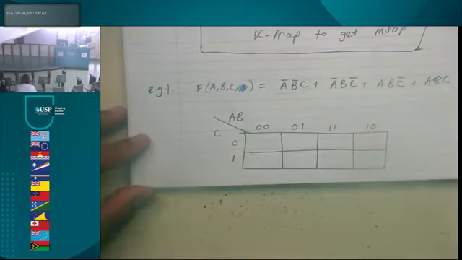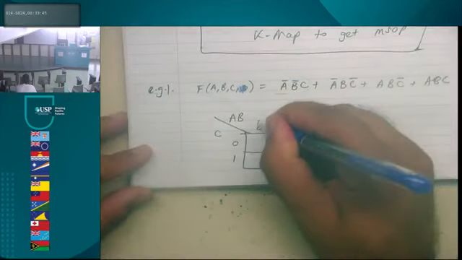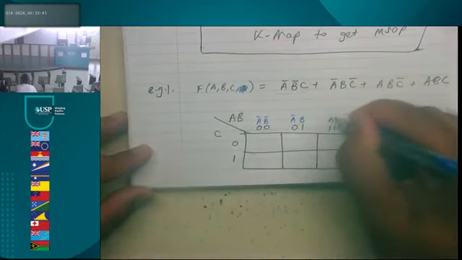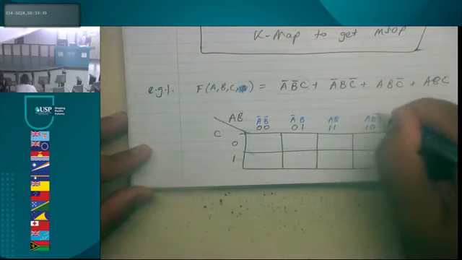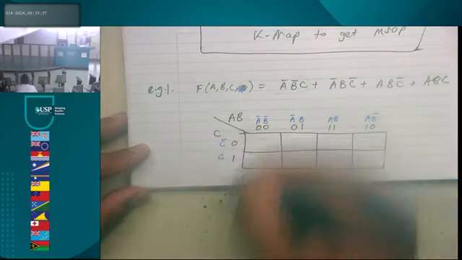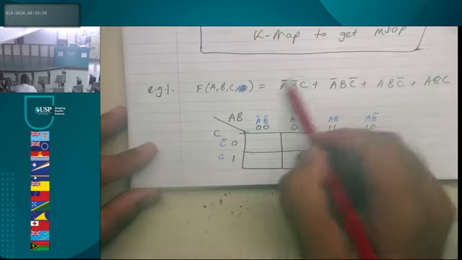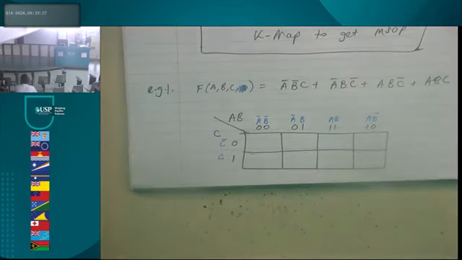So firstly, remember what this is. This is A bar, B bar. This is A bar, B. This is A, B. This is A, B bar. This is C bar, this is C. That's what those zeros and ones mean. Now, let's look at this first term. It's good if you've got a pencil or two colored pencils, because this course is very diagrammatic. It's not technical drawing, but you've got to draw a lot of sketches to find the answers.